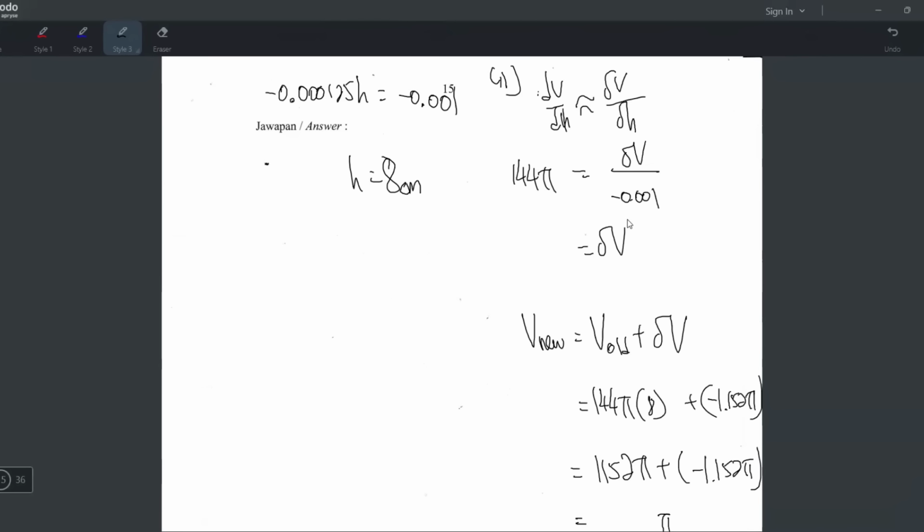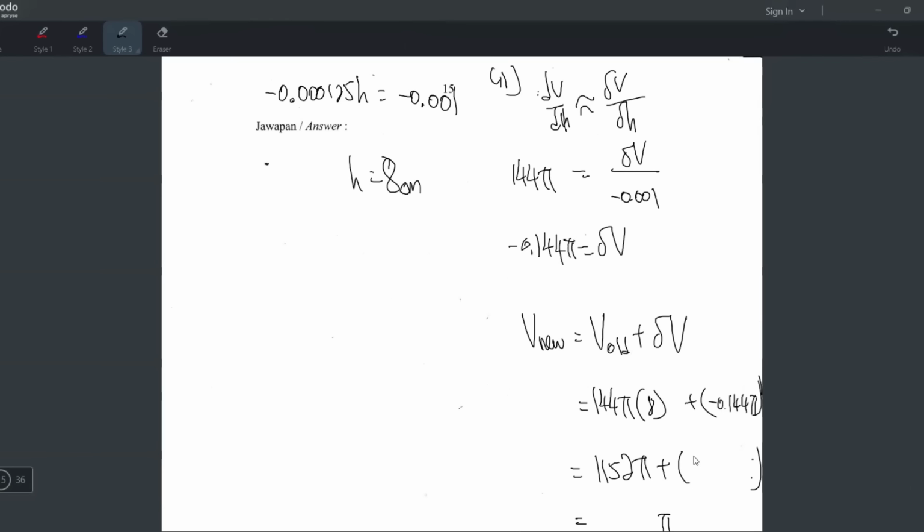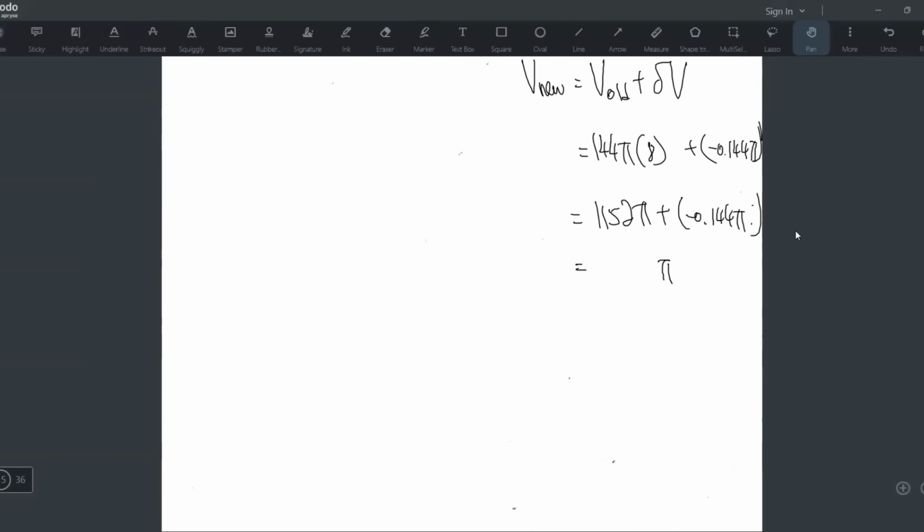Alright, so let me press again. So it should be negative 0.144. Let me correct myself. Alright, so this one should be negative 0.144 pi. This one also negative 0.144 pi. Now I press 1152 minus.